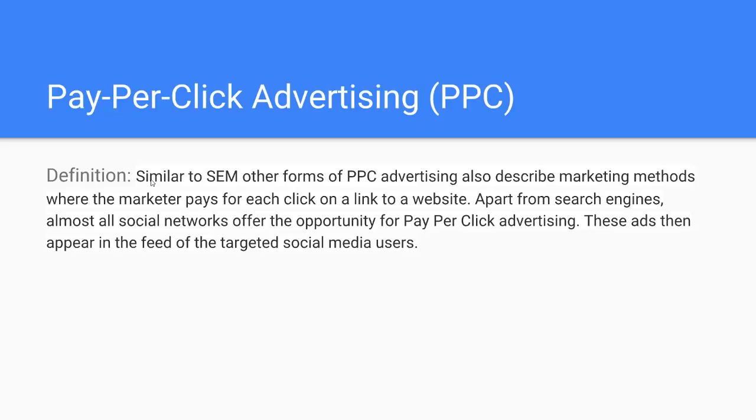The next is pay-per-click advertising, or PPC. Similar to SEM, other forms of PPC advertising also describe marketing methods where the marketer pays for each click on a link to a website. Apart from search engines, almost all social networks offer the opportunity for pay-per-click advertising. These ads then appear in the feed of the target social media user.